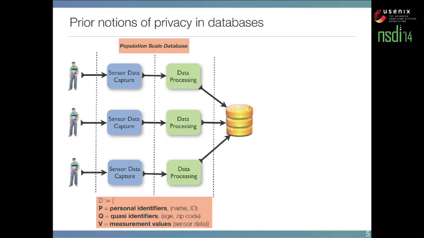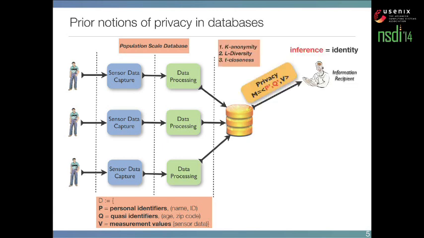The first one are the personal identifiers, for example, the name, social security, or any other identifier which uniquely identifies the individual. Then you have the quasi-identifiers, for example, age, gender, zip code. So these attributes do not uniquely identify the individual, but then when you correlate them with auxiliary sources of information, you can narrow down the search space. And finally, you have the actual sensor values which are stored in the database.